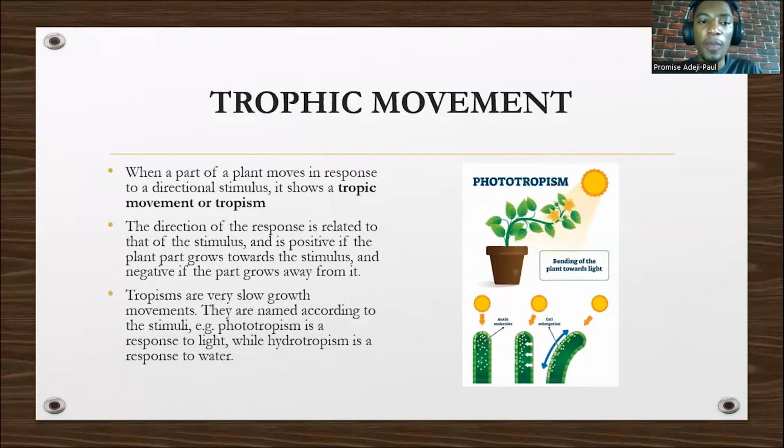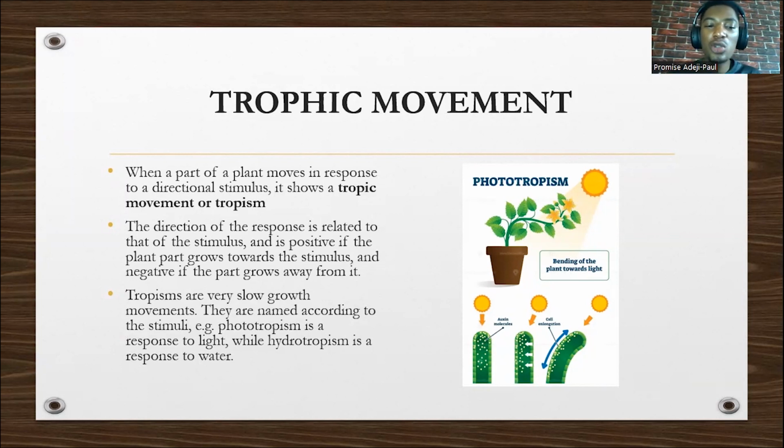So what about tropic movement? When a part of a plant moves in response to a directional stimulus. Nastic is what? Non-directional. Tropism is what? Directional. So we call it a tropic response or tropism. The direction of the response is related to that of the stimulus, and it's positive if the plant grows towards the stimulus, and negative if it grows away from it.